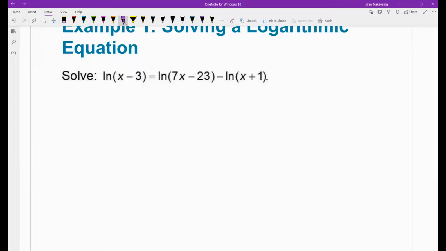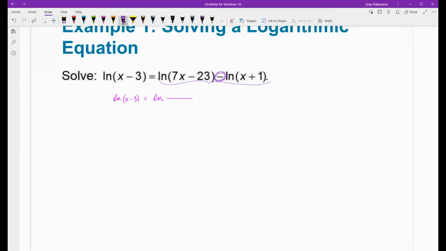So again, I have more than 2 logs. I can have 2, one on each side, or I could have just 1. But I can't have 3. That means I've got to bring these 2 together. And that minus sign, I hope that reminds you that that means I can bring these 2 together with division.